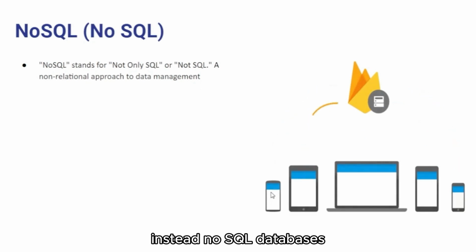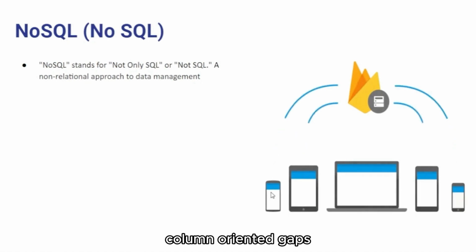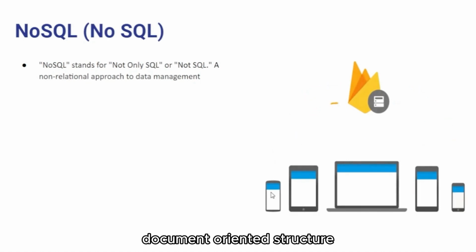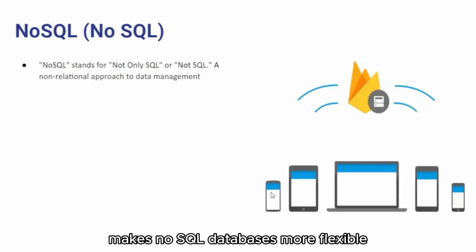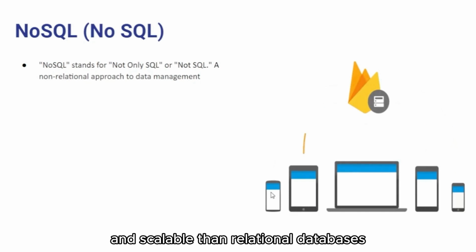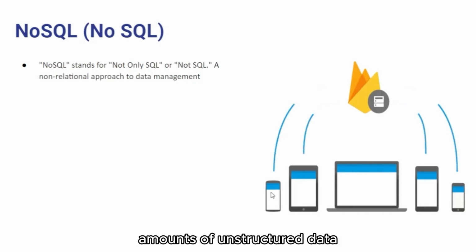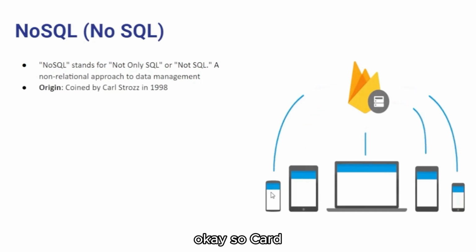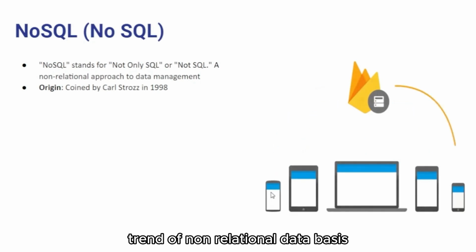Instead, NoSQL databases use a variety of data models such as key-value pairs, column-oriented graphs, and document-oriented structures. So we will see all of this later. And this makes NoSQL databases more flexible and scalable than relational databases and better suited for storing and processing large amounts of unstructured data.